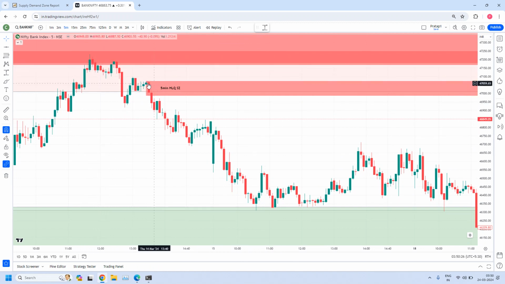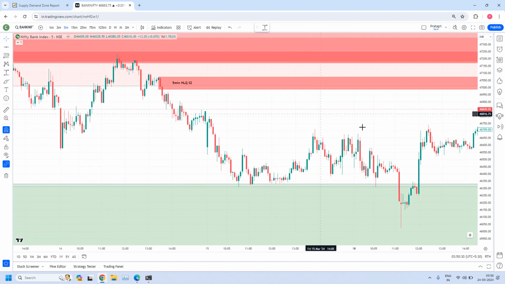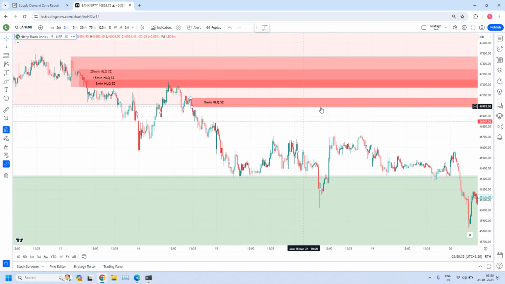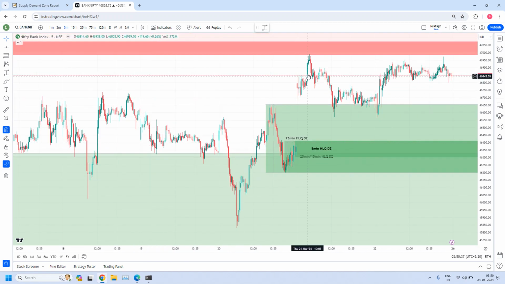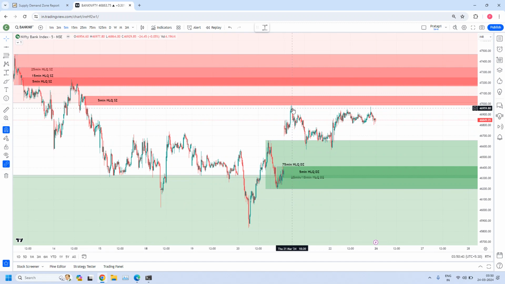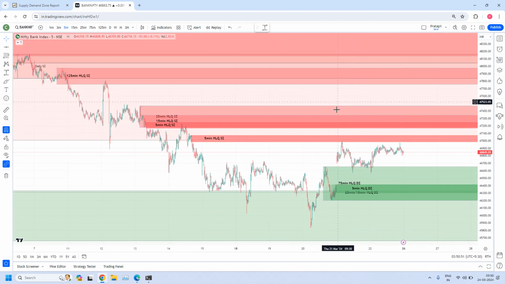In between, institutions created another high liquidity zone and pushed further. And after that, prices haven't reached up to here. Once it reached, it gave a reaction. This is on Thursday. So this is about our supply demand zone chain.